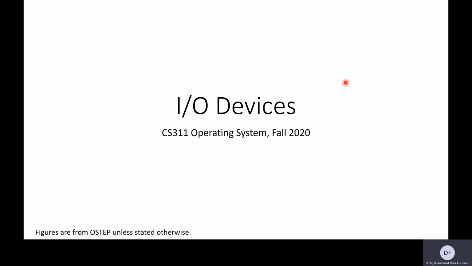Hello everyone. In this section, we are starting the third or the fourth section of the book, which is on file systems. This is chapter number 36 of your book, Operating Systems: Three Easy Pieces. So we are going to study file systems, and file systems, as you know, are stored in hard disks.